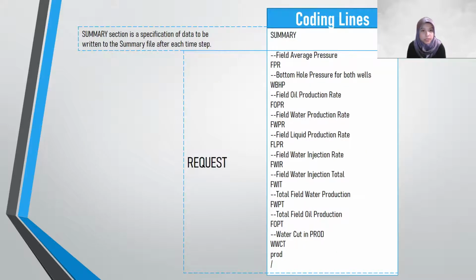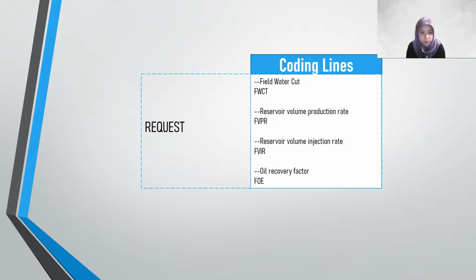Next, the coding continues with the summary section. The summary section is a specification of data to be written to the summary file after each time step. The requested data keywords specified in the summary section are shown as follows, which include the field average pressure, bottom hole pressure, field oil production rate, field water production rate, field liquid production rate, field water injection rate, field water injection total, total field water production, total field oil production, field water cut, reservoir volume production rate, reservoir volume injection rate, and also oil recovery factor.